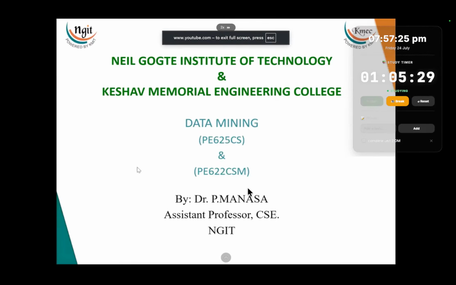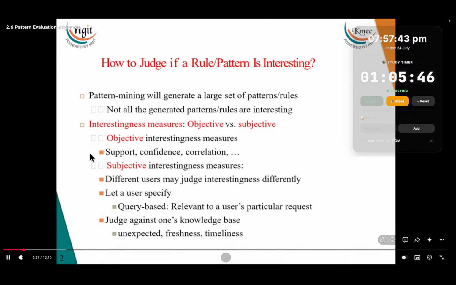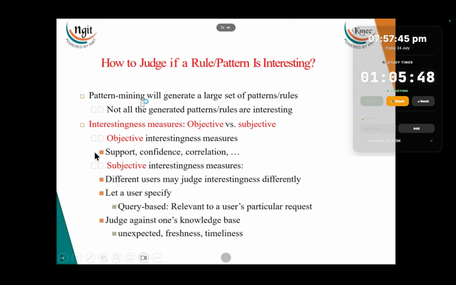Hello students, in this video we'll learn about the pattern evaluation measures. So far we have discussed algorithms like the Apriori algorithm, sequential pattern mining, and the Eclat algorithm. In those algorithms, we have seen support and confidence, which are used to measure the frequent items. Is support and confidence enough to generate the rules? We need to know this through pattern evaluation measures. Using pattern mining, we can generate various sets of patterns or rules.